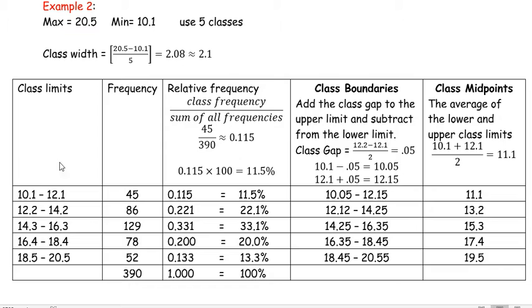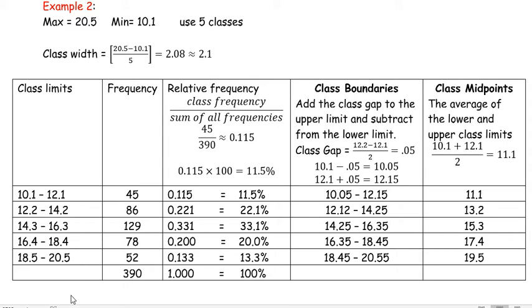We always start with our minimum value for our first value in our class. So we have 10.1, and if we add 2.1 to that, we get 12.2. And if we add 2.1 to 12.2, we get 14.3 and 16.4 and 18.5. Notice we have 5 different classes here. Then if I want to figure out what's the upper class limit in my classes, I just subtract 1/10 from the lower class limit of the next class. So 12.2 minus 1/10 is 12.1. So that tells me what my class limits are.